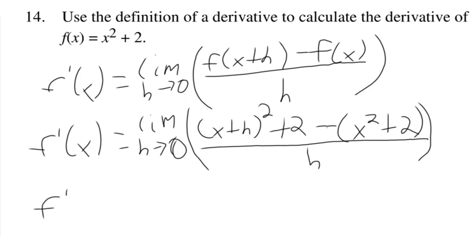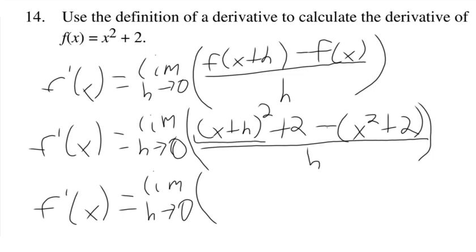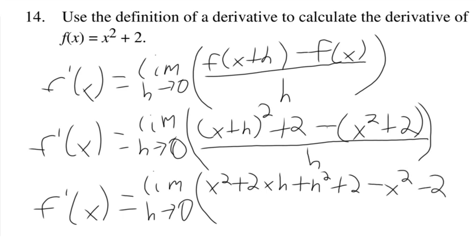And now we just have to do some algebraic manipulations to evaluate this limit. So the first thing I'm going to do is expand this square. So we know that x plus h quantity squared is going to give us x squared plus 2xh plus h squared. Then we still have plus 2. And I'm going to distribute this minus sign into the parentheses. It's going to give us minus x squared minus 2. And this is still going to be divided by h.